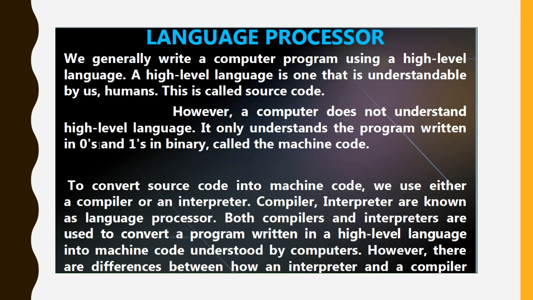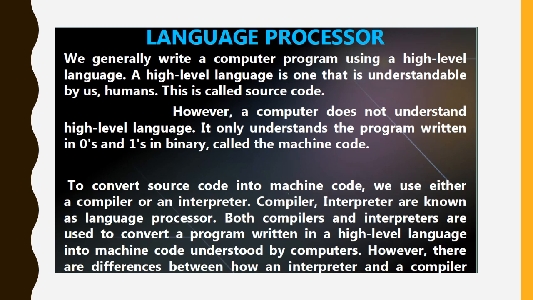Next is that the computer does not understand high-level languages, isn't it? High-level language could not be understood by what? Computer. So we need to convert it into machine language. Machine language is what? The language in which only two terms are used. That is what? 0 and 1. That is known as what? Binary. And that binary language is known as what? Machine code. To convert source code into machine code, we use either a compiler or an interpreter, which I have elaborated in a previous one.